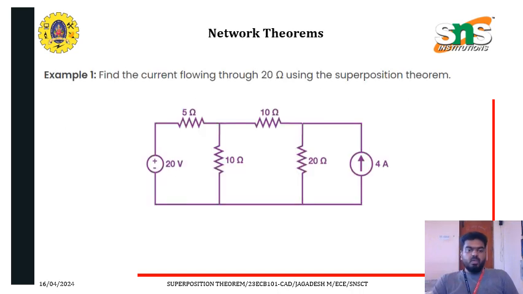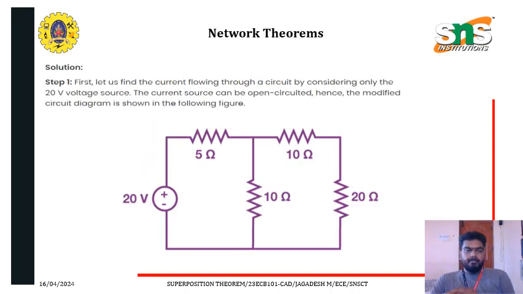Here we can see one example. The question is: find the current flowing through the 20 ohm resistor using the superposition theorem. So how do we proceed with this problem? Let us see. The very first step, as we discussed earlier, is to find the current flowing through the circuit by considering only the 20 volt source. The current source can be open circuited, hence the modified circuit diagram is shown in the following figure. So one source is disabled, removed here.